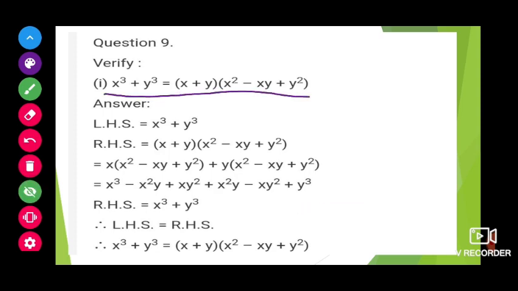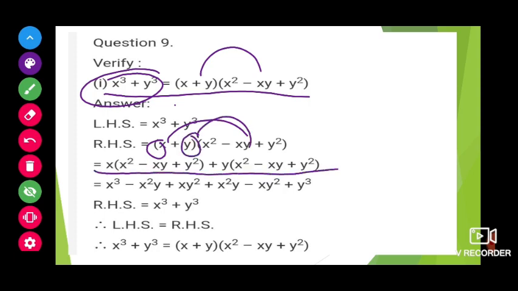One of the identities which you will use in your further classes. So we will verify this and also keep it in mind. Now, how can we verify? Just multiply these two, and see whether we get the LHS or not. Now, first take x plus y into x square minus xy plus y square. First take the x, multiply all the terms. And take y, multiply all the terms.